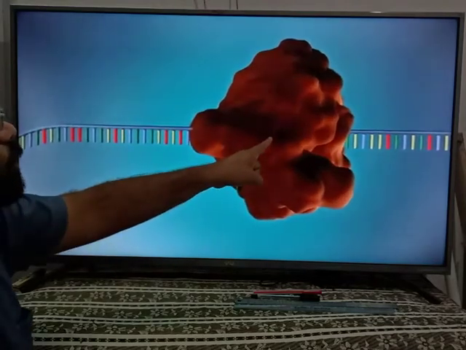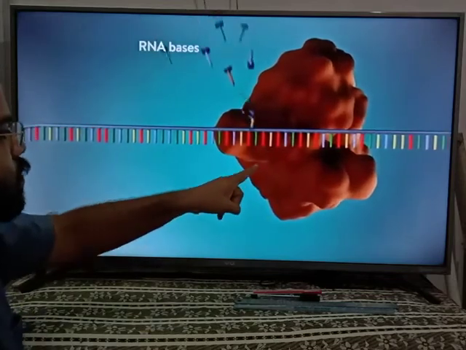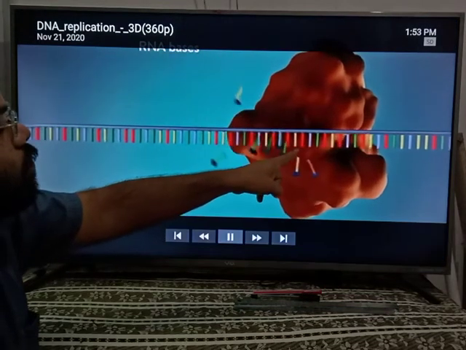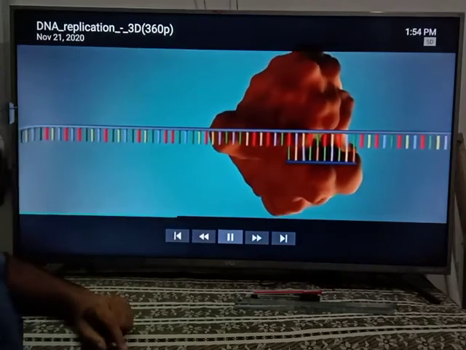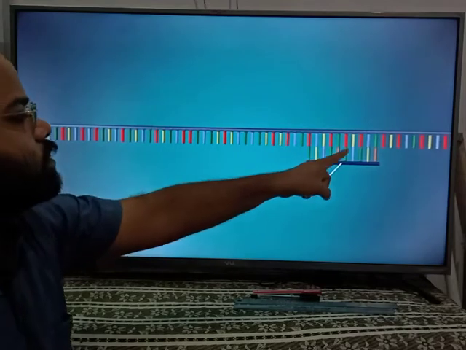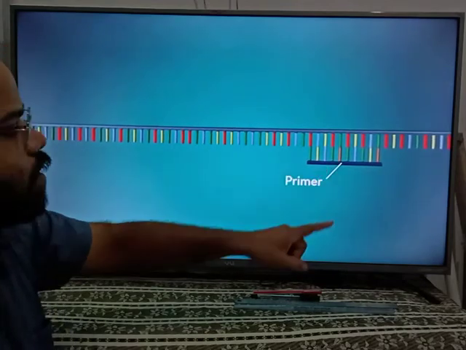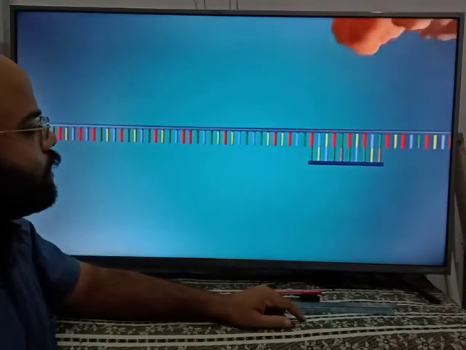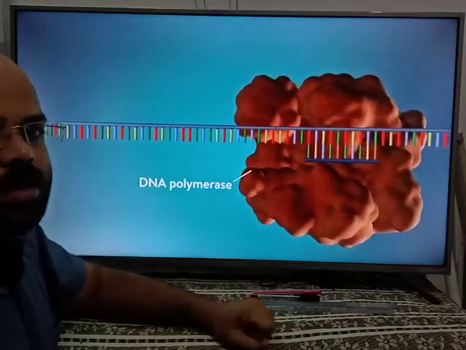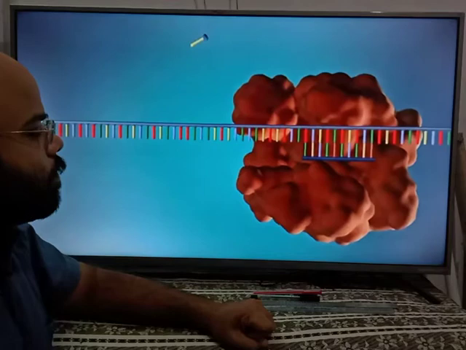Then primase comes. Take one strand, for example the leading strand. Primase comes and forms a primer. The primer will have 7, 8 or 10 nucleotides. This is the primer. Which primer? RNA primer. Then after that, DNA polymerase enzyme comes.